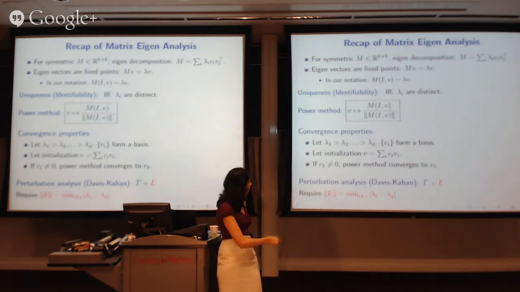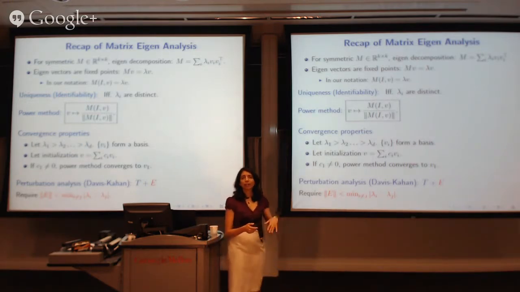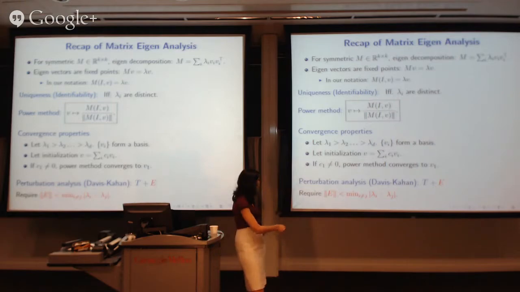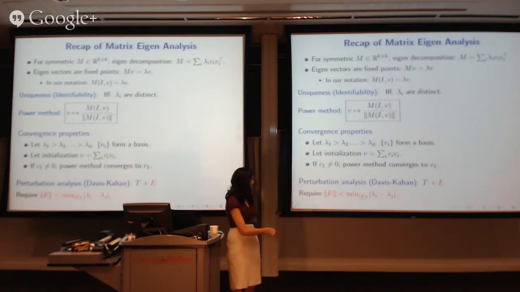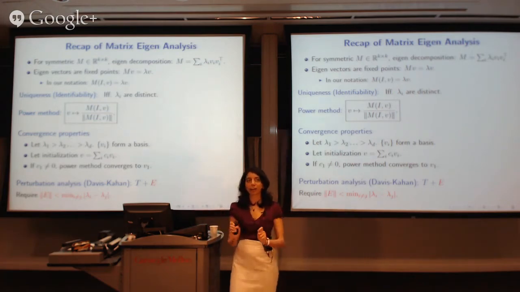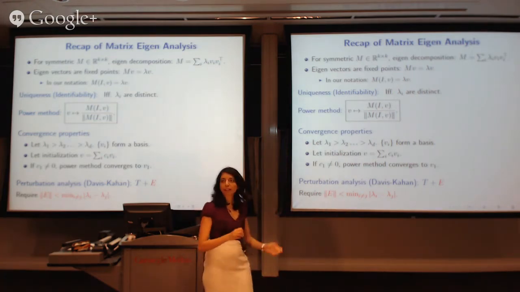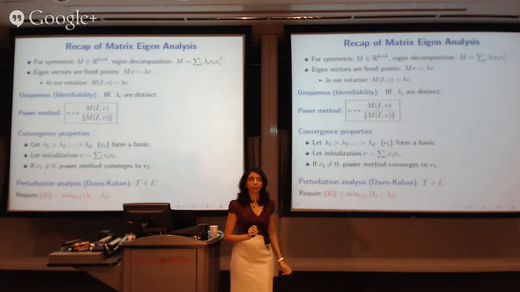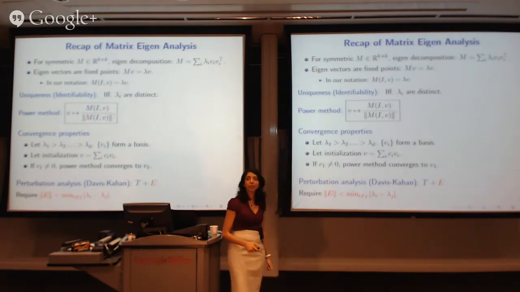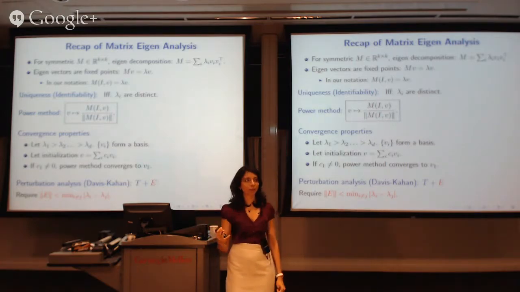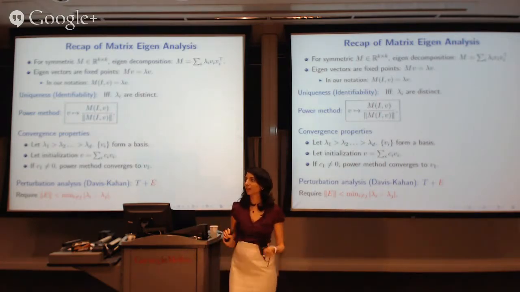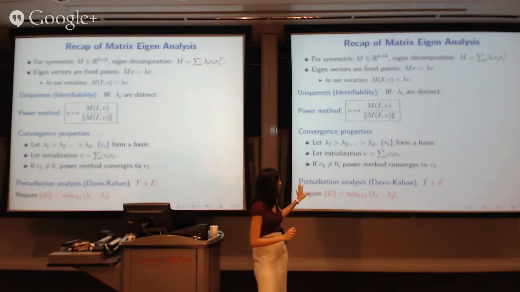And for perturbation analysis, we have Wedin's and Weyl's theorem, or equivalently the Davis-Kahan theorem, that says that if I have this perturbation matrix E, as long as the spectral norm of E is less than the minimum separation, I'm good. I can still recover all the eigenvalues and eigenvectors up to some perturbation of the same order as this spectral norm of E. So the matrix perturbation analysis is very well developed. There are a lot of very nice results. So this was just a recap.